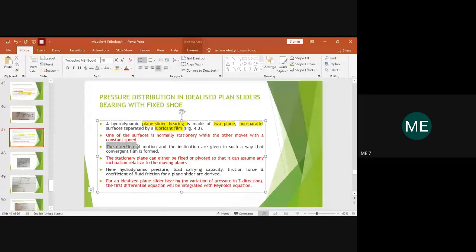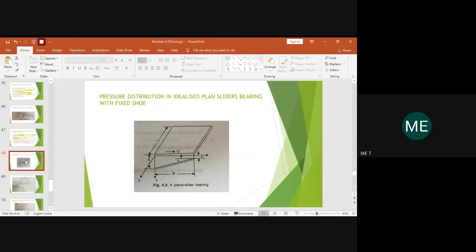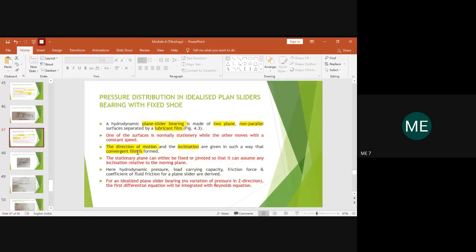After that, the direction of motion and the inclinations are given in such a way that a converged film is formed. So now we should show the direction of motion how it is. We'll show the direction of motion in such a way that a converged film is formed. A converged film will be formed due to the inclined stationary plane. But still the direction of motion is in this way so that you can get a converged way for the flow of the oil film. That is what is being told over here.